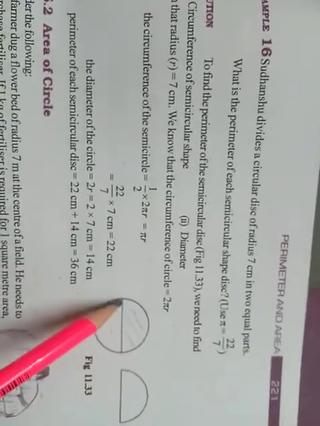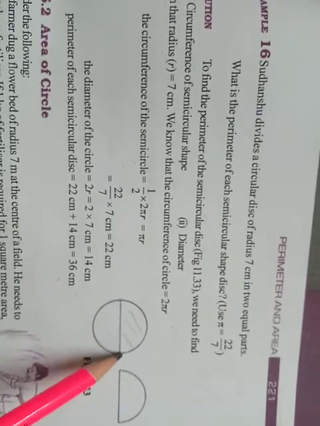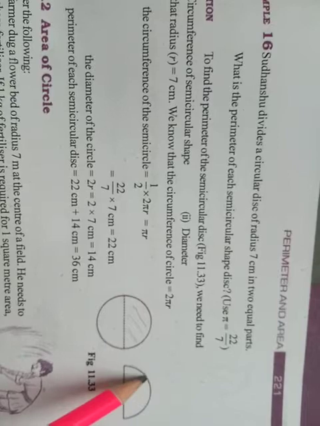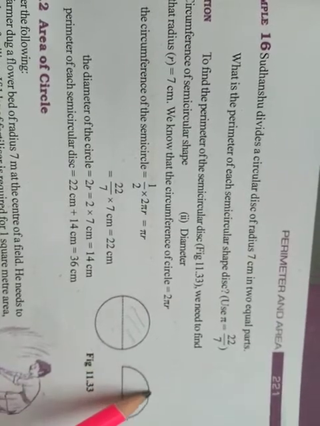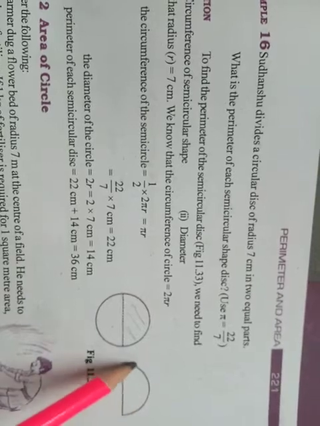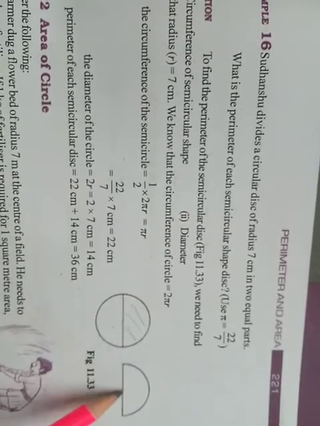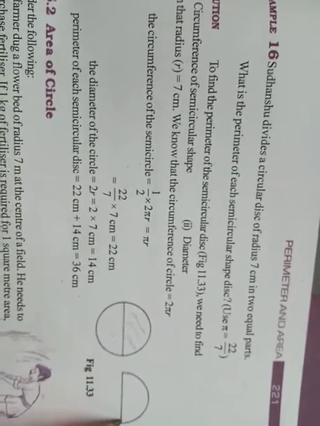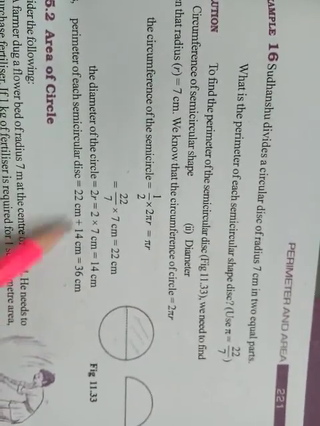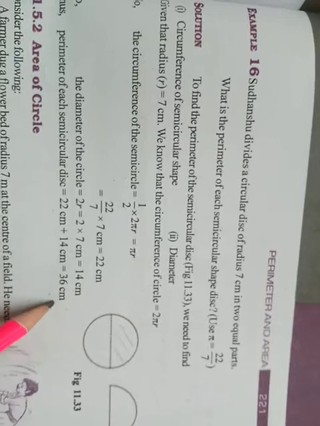Because when you cut this circle, this line is also there. So if you find half of the circumference, that gives you only this region. What about this one? Perimeter means the total length of the closed figure. So we have to find the diameter also, and we have to add that to half of the circumference. So the total answer is 36 centimeter.